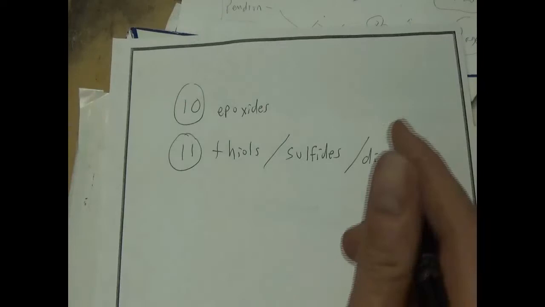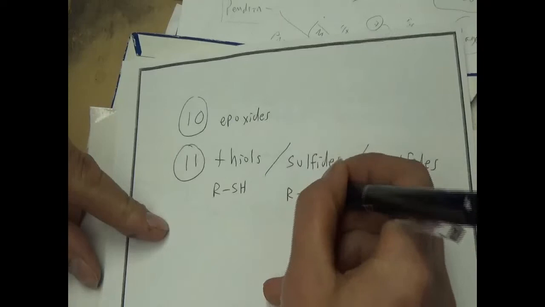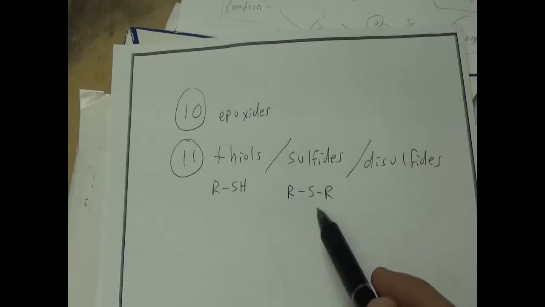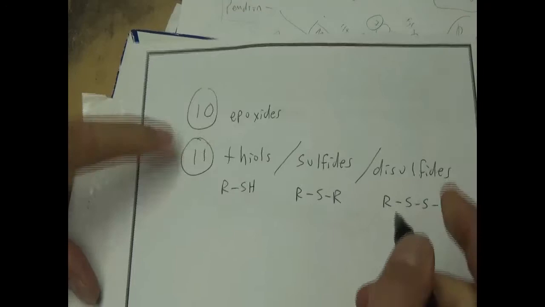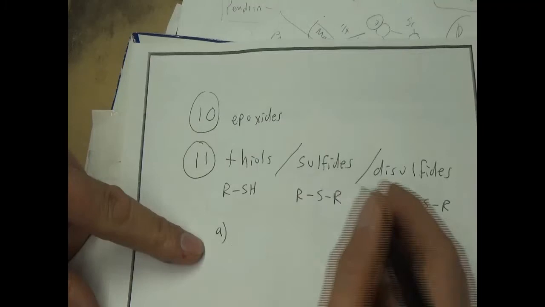So what's a thiol? What's a sulfide? What's a disulfide? A thiol is kind of like an alcohol, but with sulfur, RSH. A sulfide is RSR, so that's kind of like an ether. And then what's a disulfide? RSSR. So in principle, the functional groups are pretty easy to understand. Again, we're just going to talk about the crucial things you should know about these.